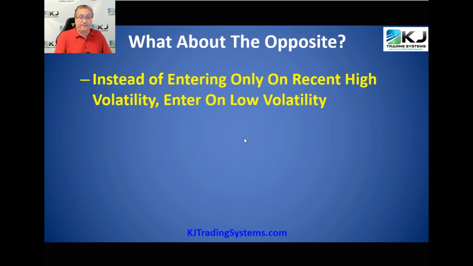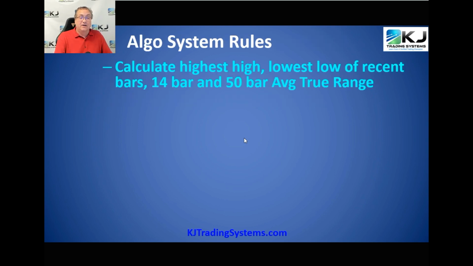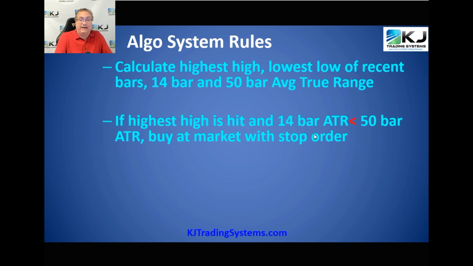Those might work. Okay. Now, that's with the high volatility. What about low volatility? Okay. So again, you calculate the same values, but here, instead of a greater than sign, it's a less than sign. So you want your 14 bar average true range to be less than your 50 bar average true range, right? That means low volatility recently. And all the other rules are the same.